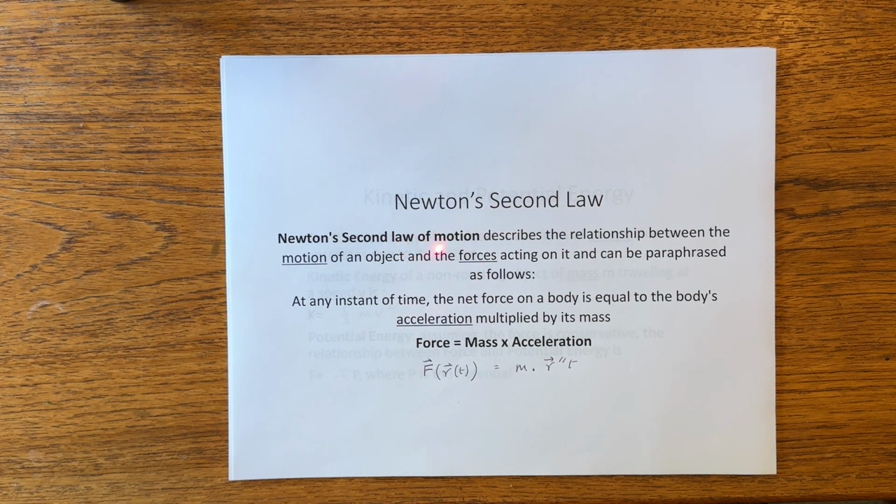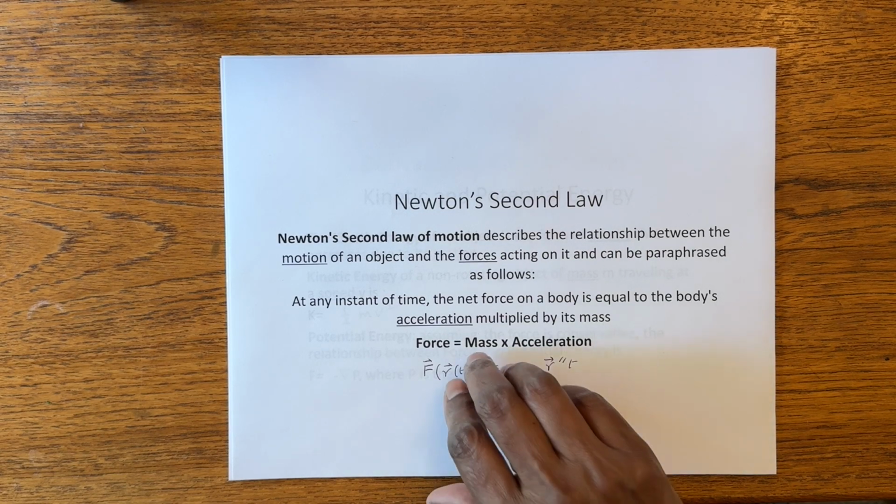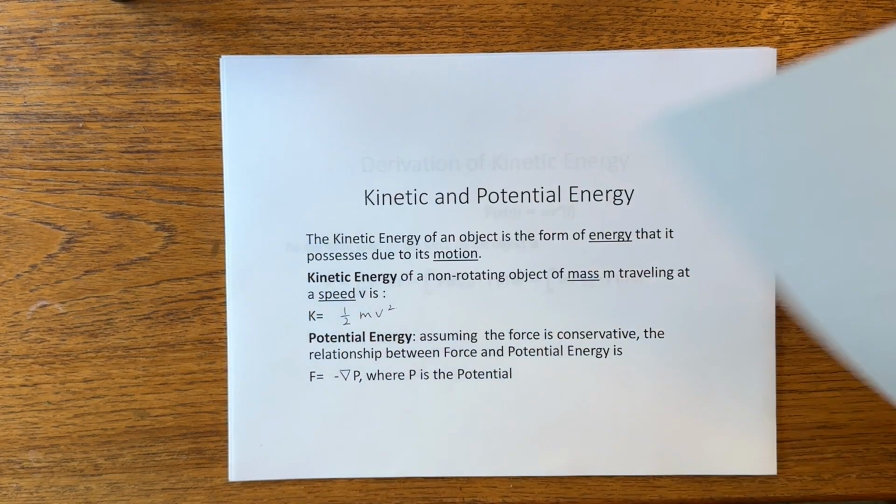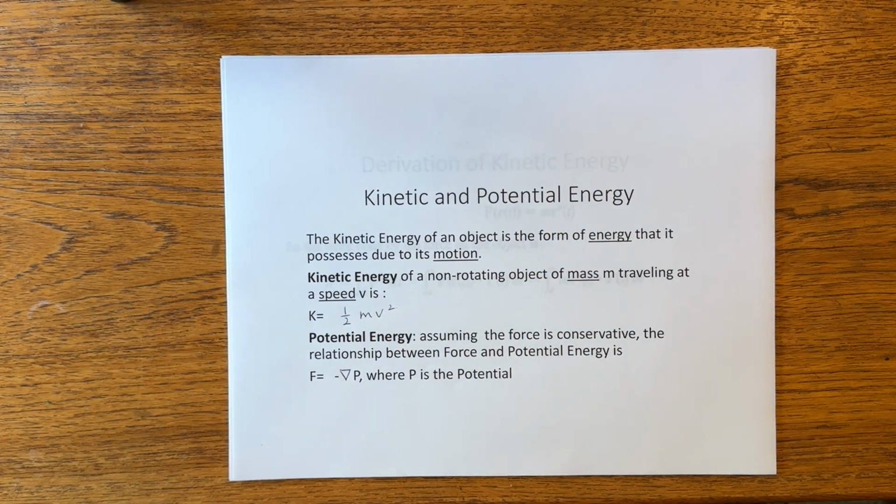Newton's second law of motion describes the relationship between the motion of an object and the forces acting on it and can be paraphrased as follows. At any instant of time, the net force on a body is equal to the body's acceleration multiplied by its mass. So essentially, force is equal to mass times acceleration. And in vector calculus terms, it is the force field equal to mass times the acceleration vector. Okay? So remember that formula, and then we'll move on to some other definitions.